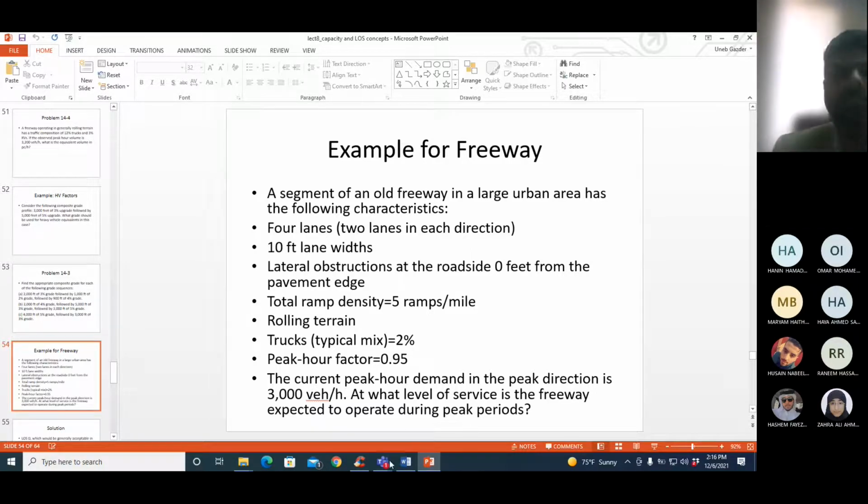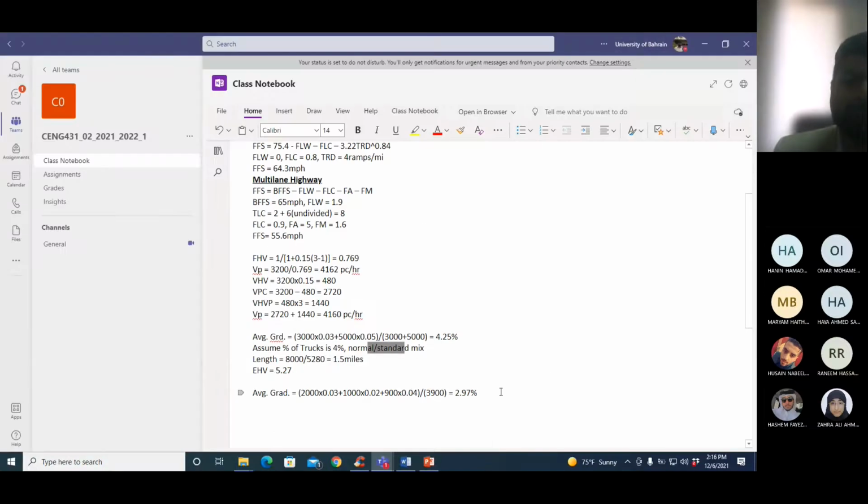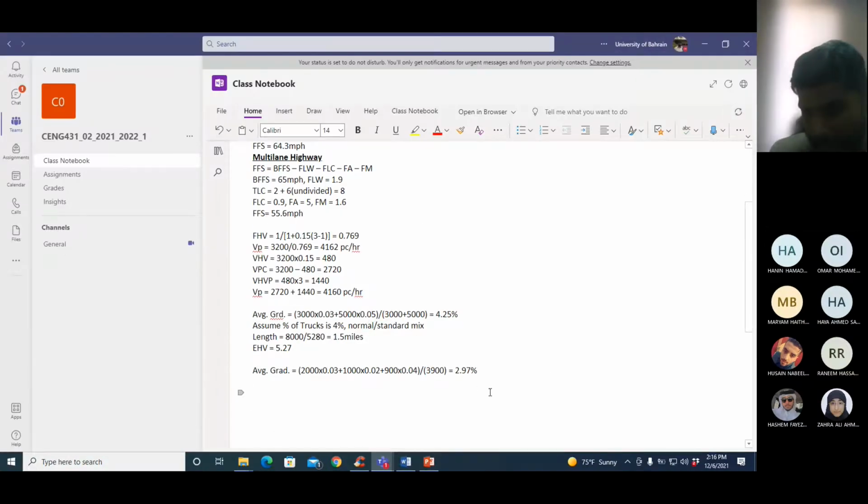The first task is to calculate free flow speed. Whenever you are given such examples or problems, the first thing you find out is free flow speed. Now, as I mentioned a number of times earlier, you can go and measure the free flow speed like you did for your term project, or you can calculate it using the equation.